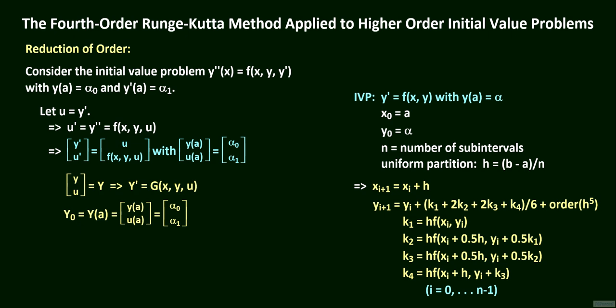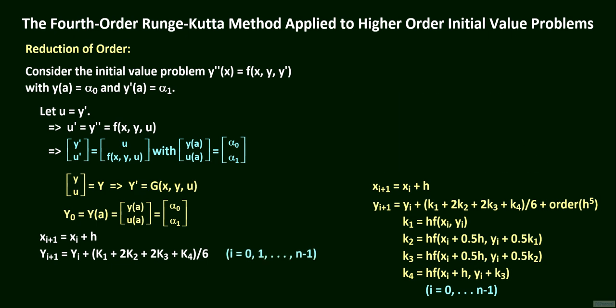Using the interval from x equals a to x equals b with n uniform subintervals and the step size h, we have the following recursion. x sub i plus 1 equals x sub i plus h. The vector Y sub i plus 1 equals the vector Y sub i plus the sum of uppercase K sub 1, 2 times uppercase K sub 2, 2 times uppercase K sub 3, and uppercase K sub 4, divided by 6. Adapting the formulas for the lowercase k sub j's from the first order IVP to the uppercase K sub j's, which are all vectors, the uppercase K sub j's are defined by the following equations.